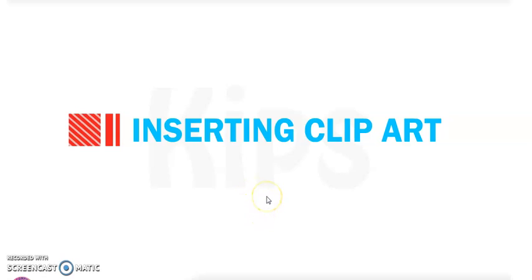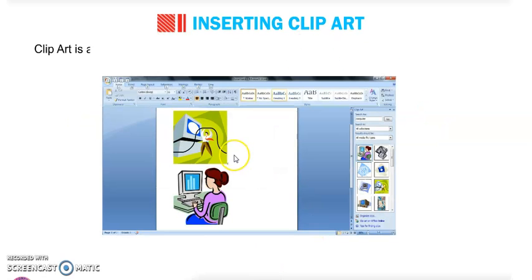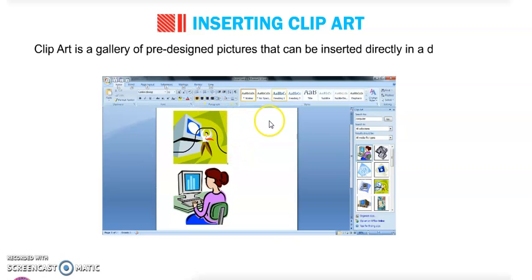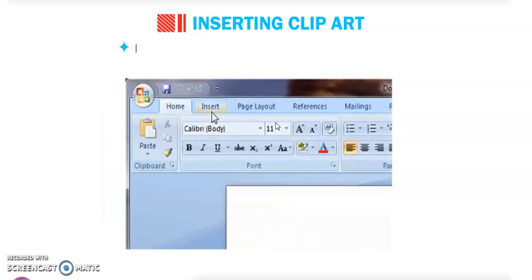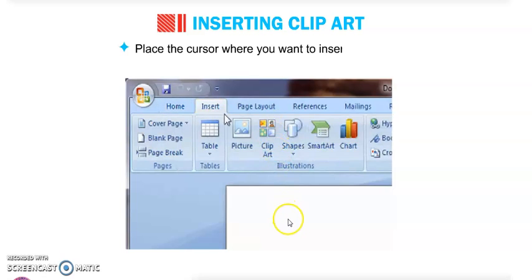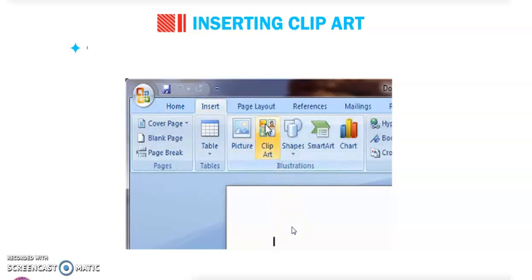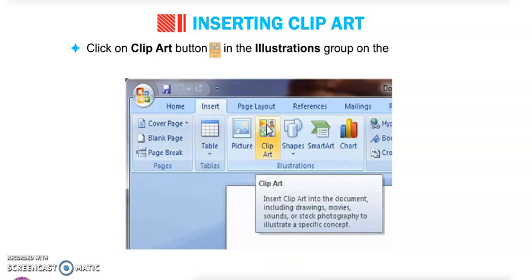Now next is inserting clip art. What is clip art? Clip art is a gallery of pre-designed pictures that can be inserted directly. Place the cursor where you want to insert a picture. These are predefined images you can insert in your document. Now click on the clip art button. You can see this is the clip art button, in the illustrations group in the insert tab.